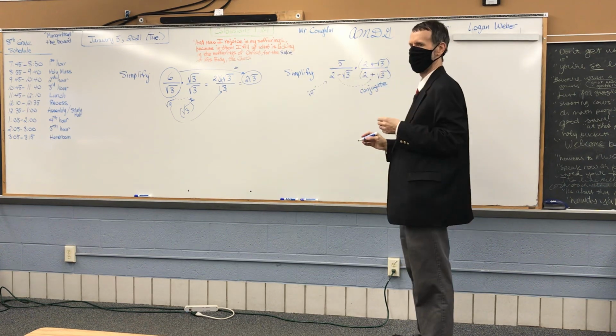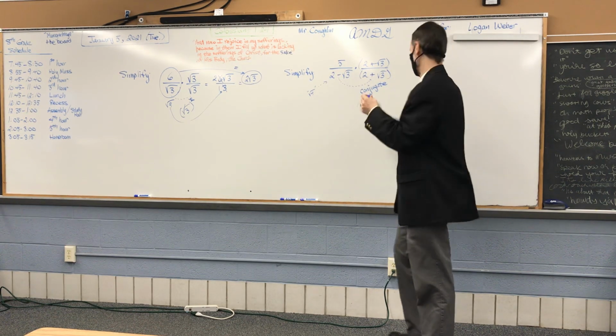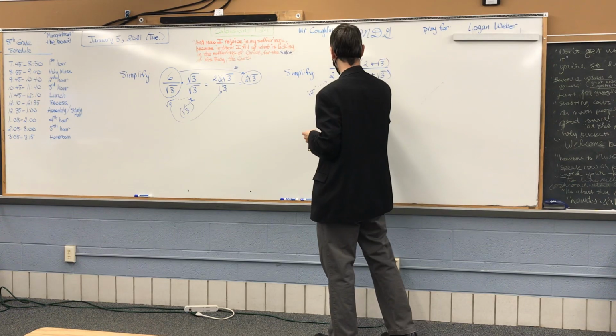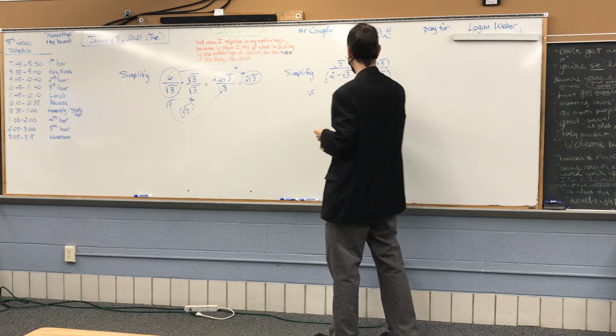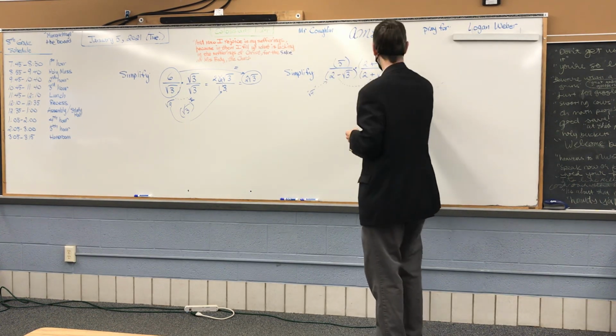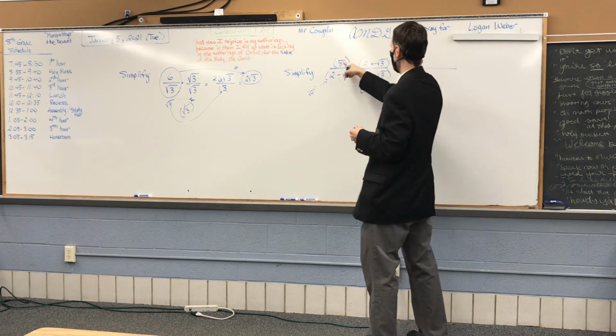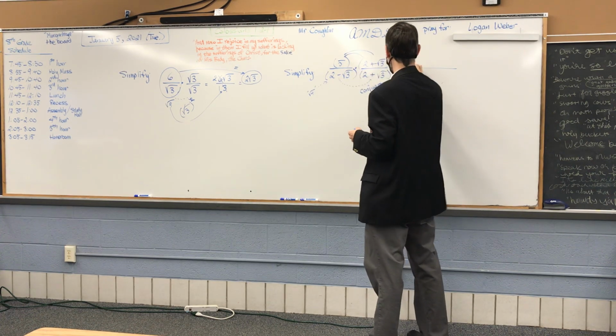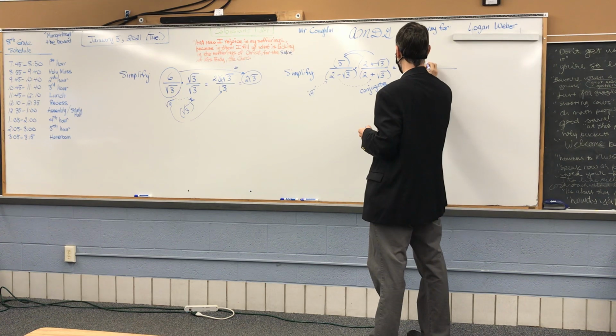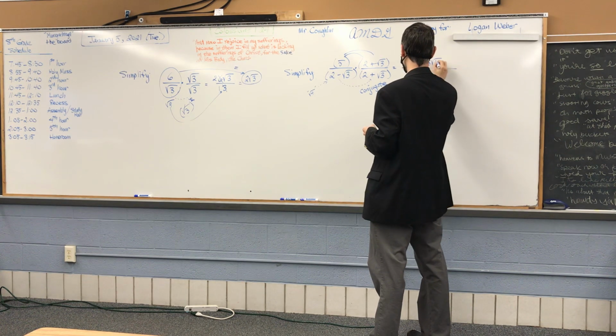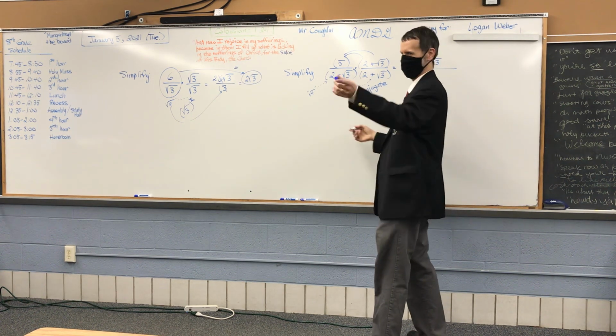Actually, Bella, question or answer? Go for it. You distribute the first. Okay, tell me what that would be. 10 plus 5 radical 3. Good. Go ahead and FOIL the bottom for me while we're at it.